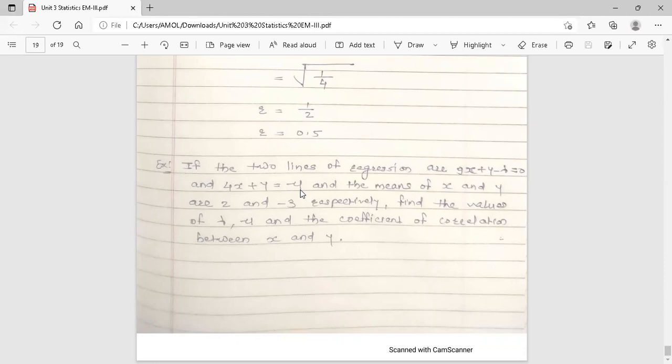That means if we have considered the first equation as a regression line of y on x and the second as x on y, and your coefficient of correlation is greater than 1, then you interchange. You consider the first equation as a regression line of x on y and the second as y on x, and then you calculate the coefficient of correlation. That is the solution only. So these are the examples on regression lines.